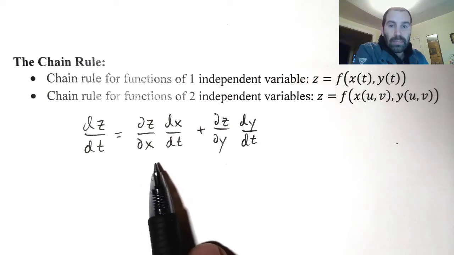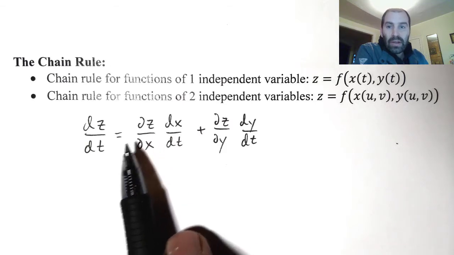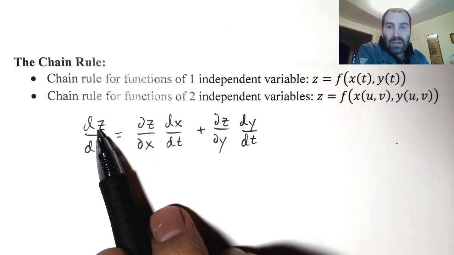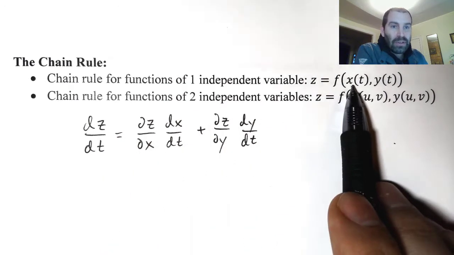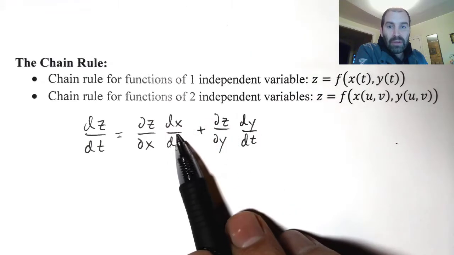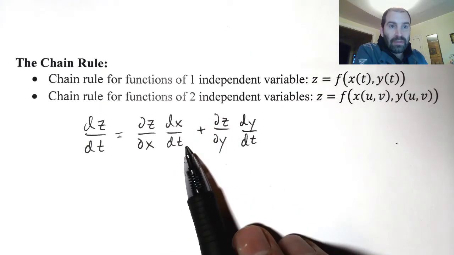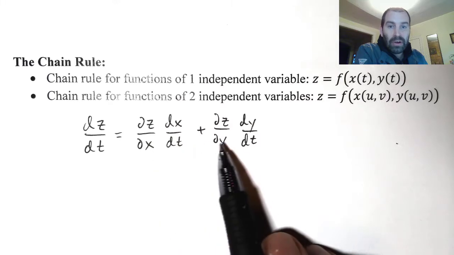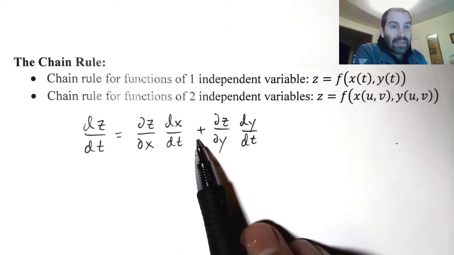Now, it looks a little bit messy, but it's really not that bad once you get the hang of it. You know, when we're differentiating z, you first differentiate z with respect to the first variable, and then you multiply it by the derivative with respect to the second variable. But since there's more than one variable, we do that for each, and then we add them together.